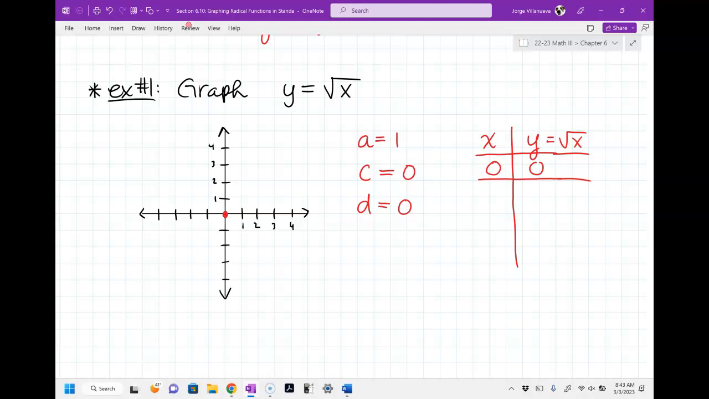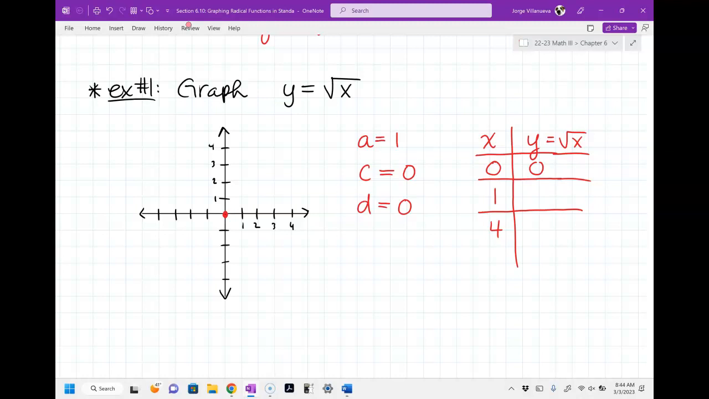Now, when I pick points, I don't just want to randomly pick points because some numbers don't have square roots. So let me think, what other number besides 0 has a nice square root? And try to go from small to big. The number 1, what else? 4, right? So let me try 1 and 4. After that, you could try 9, but we might already run out of space, but we'll see.